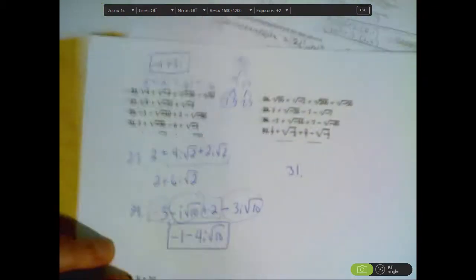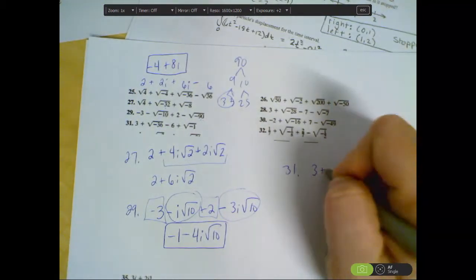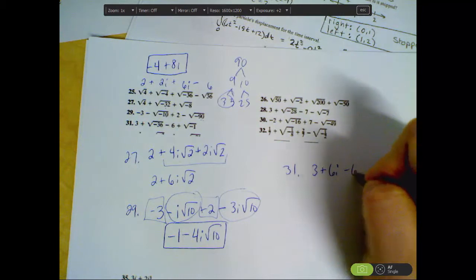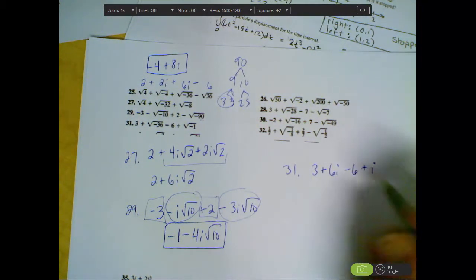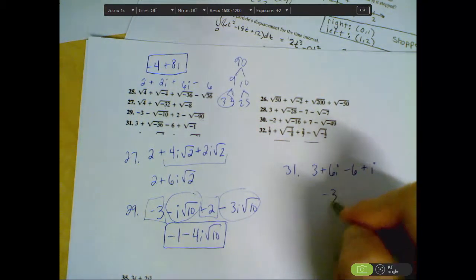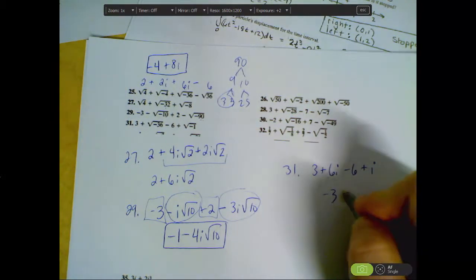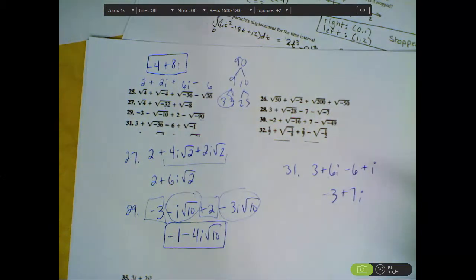31, I have 3 plus 6i minus 6 plus i. 3 minus 6 is negative 3. 6i plus i is plus 7i. Final answer.